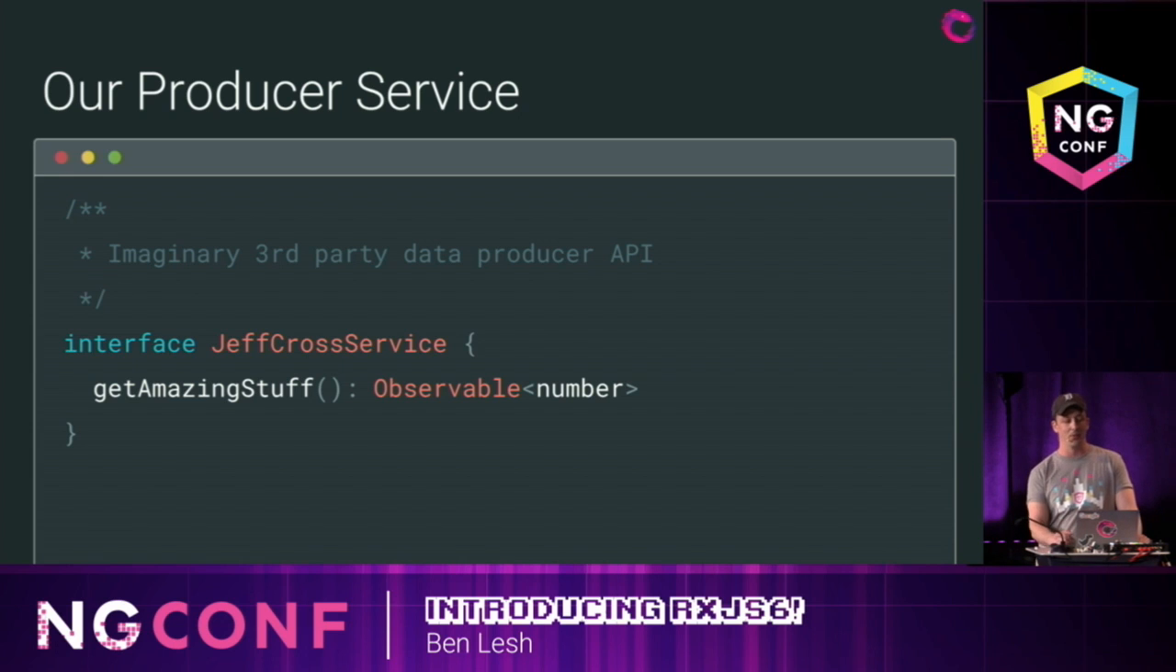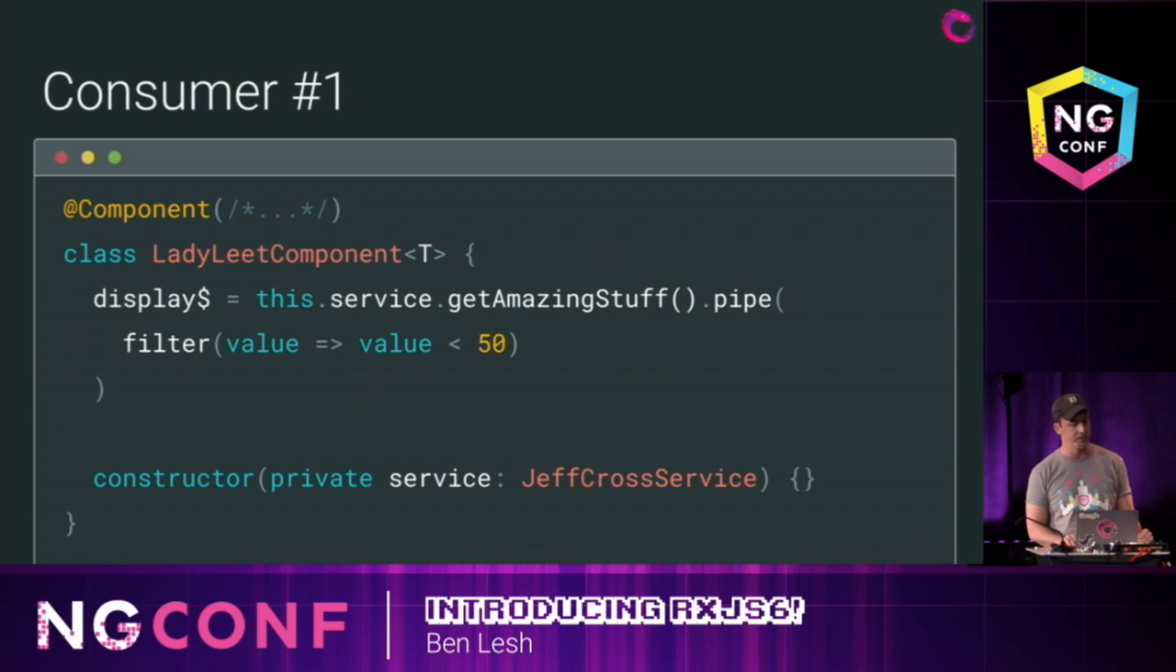So just to give an example, we're going to say that we have this third-party service. This is my Jeff Cross service. It's important to name things after your friends. It's always good. So Jeff Cross service, this is what the interface is like. I'm not going to get into the implementation yet, but basically it's just got this getAmazingStuff method that returns an observable of numbers, and we're going to use this amongst a bunch of different consumers.